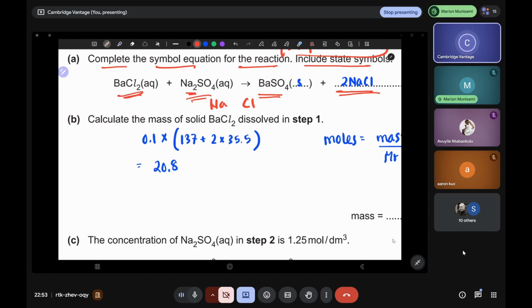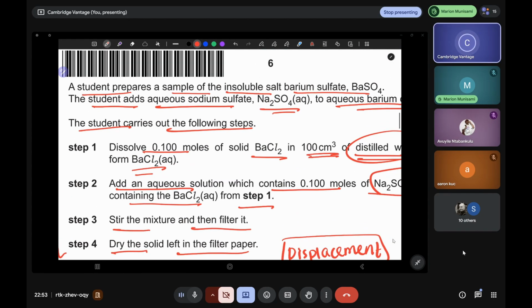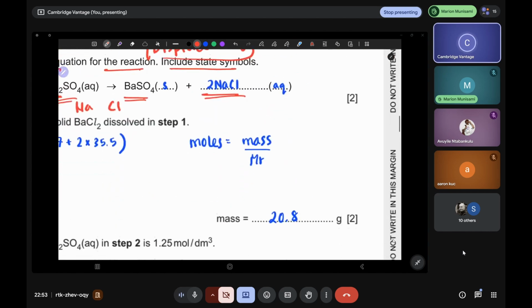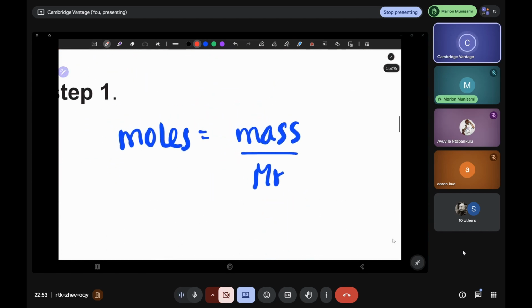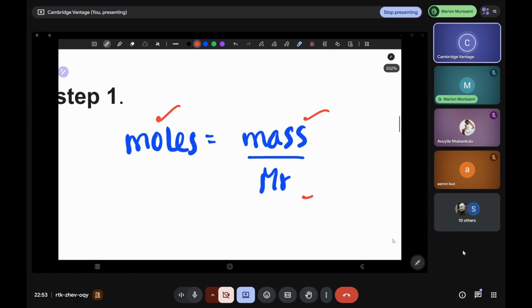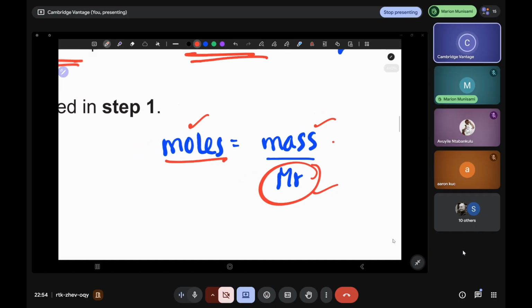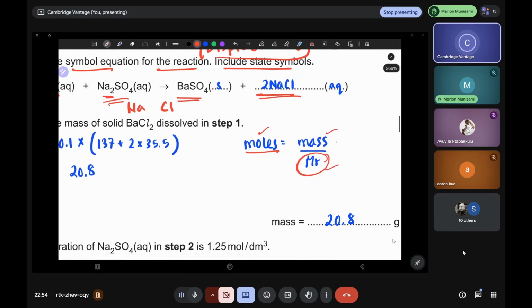Okay, the next thing that we have is calculate the mass of solid barium chloride dissolved in step 1. So what do we have? We have the moles of barium chloride, and we want to find the mass. So we have to think of the formula that deals with moles and mass. So moles is equals to mass over Mr. So we have the moles, we have the Mr, or we can calculate the Mr if we do not have it, and then we can calculate the mass. And that is exactly what we will do.